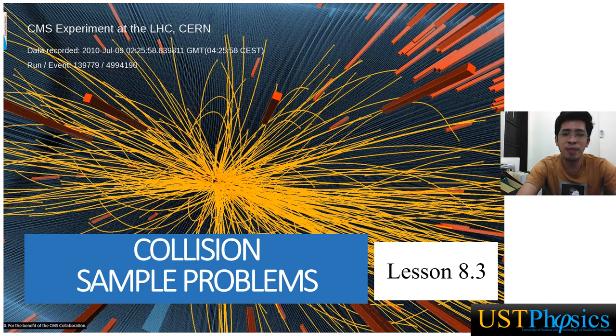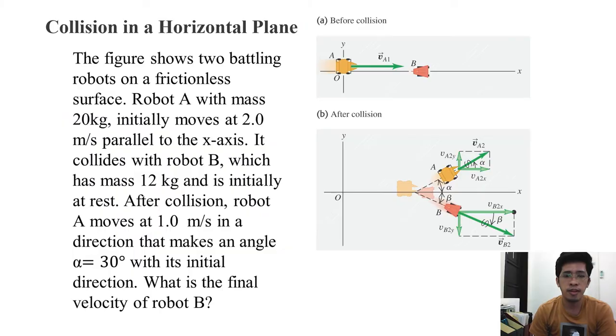Let's solve sample problems involving collisions. For the first problem, we have a collision in a horizontal plane. The figure shows two battling robots on a frictionless surface. Robot A, with mass 20 kg, initially moves at 2 meters per second parallel to the x-axis. It collides with robot B, which has a mass of 12 kg and is initially at rest.